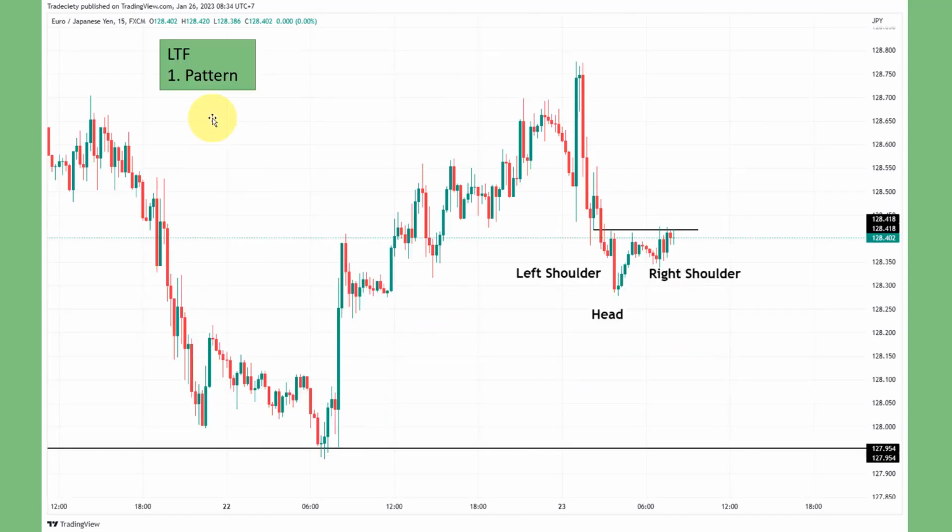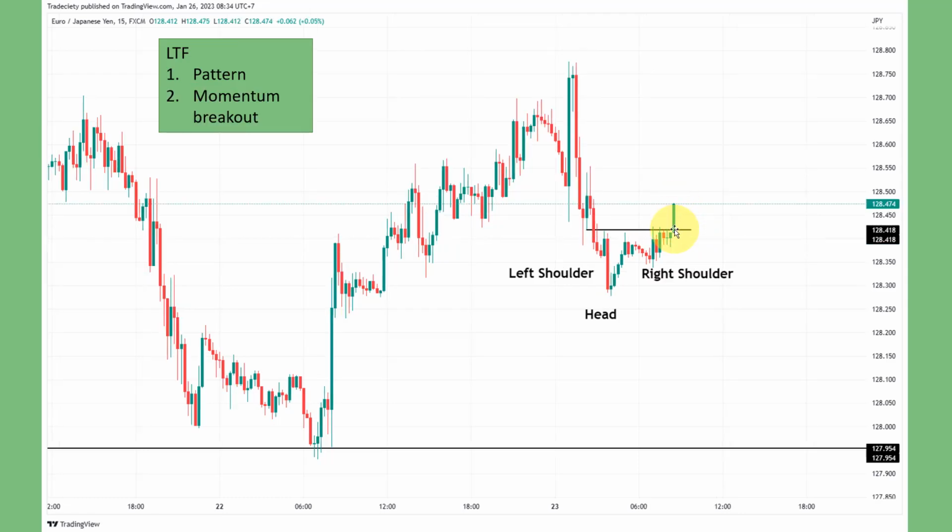Once they're present, we could go to the lower time frame. Here we look for patterns. In this case, we have a build-up. We have a head and shoulder pattern or inverse head and shoulder, with here the right shoulder being significantly higher than the head. We have a pretty decent resistance level that we could use. And then our final criteria could be we wait for a breakout.